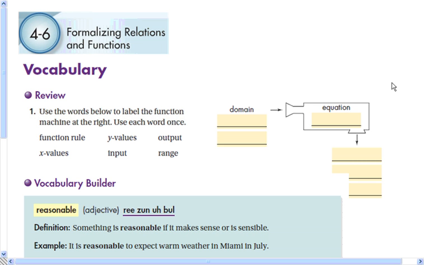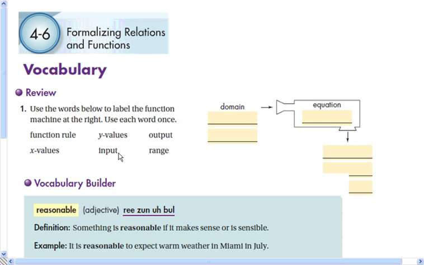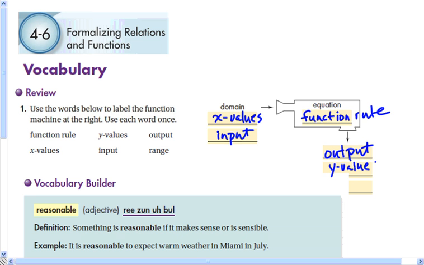So let's put some of these words in here. Domain: x values, input, equation is the function rule, and output, the y values or the range.